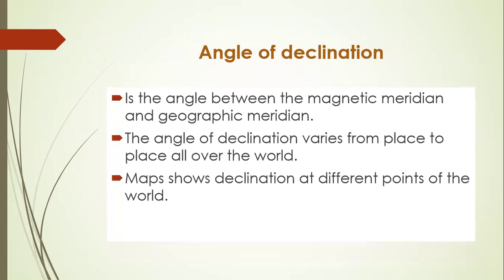Moving on, let's see the angle of declination. This is the angle between the magnetic meridian and the geographical meridian. So it's totally different from the angle of dip or the angle of inclination. The angle of declination varies from place to place all over the world, the same as the angle of dip. The maps show the declination at different points of the world. So you can simply identify the angle of declination by looking at the maps showing the various positions of the world.